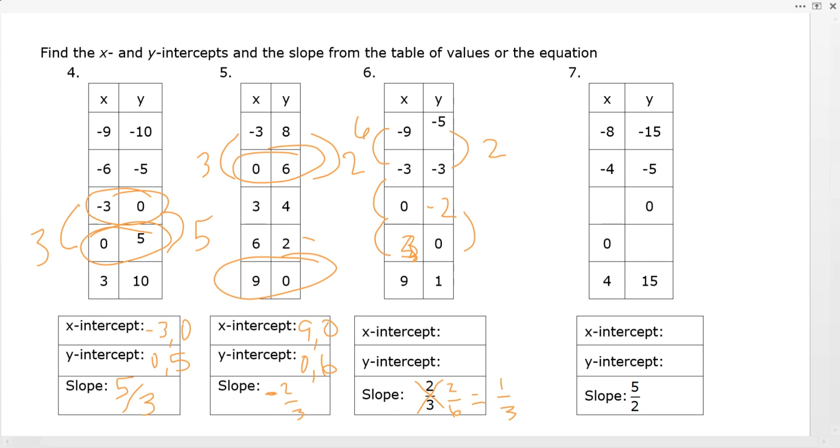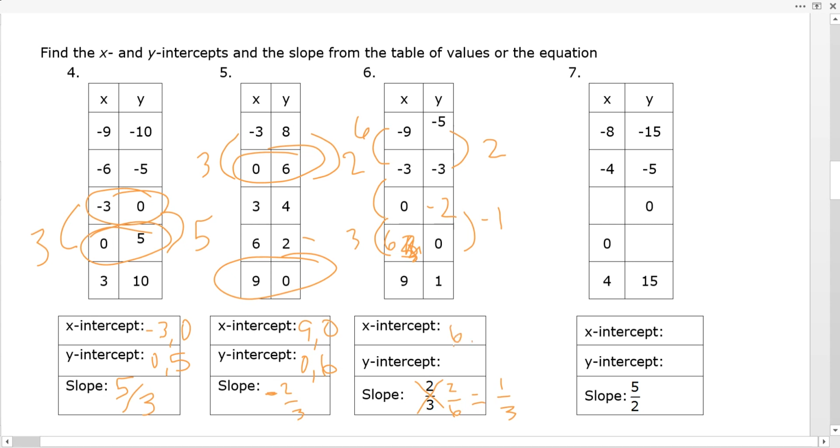So let's do this. If I have 3, I'm going to end up with -1. And if I have 6, I'm going to end up with 0. So don't get carried away like I just did. Okay, so my x-intercept is 6, 0. My y-intercept is 0, -2. And my real slope is 1/3.